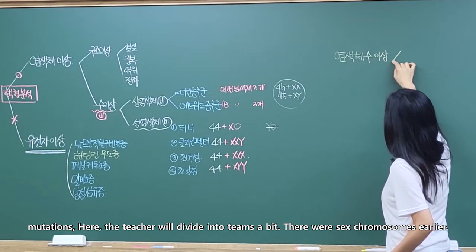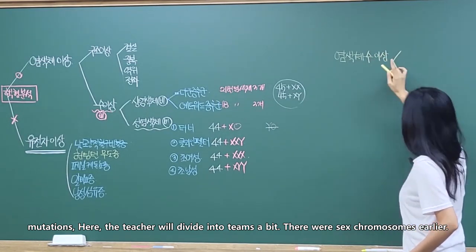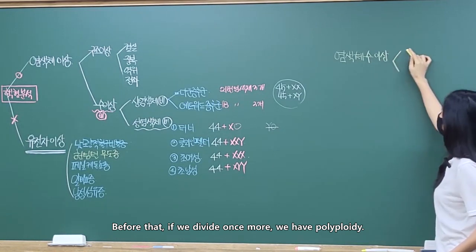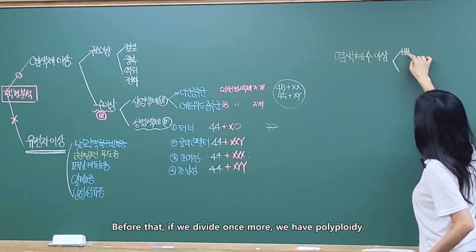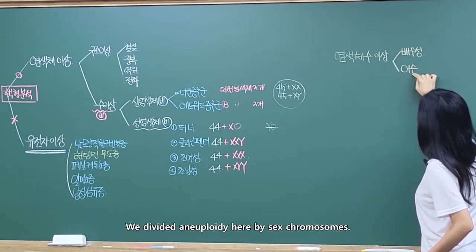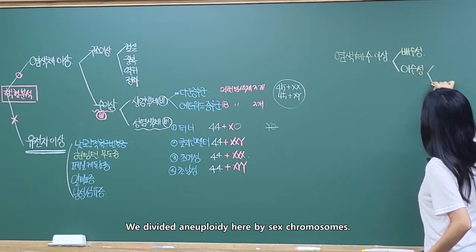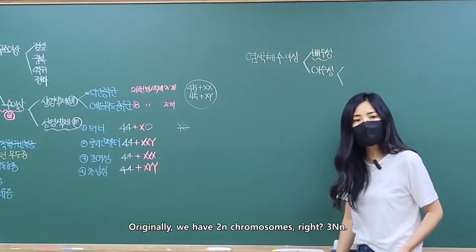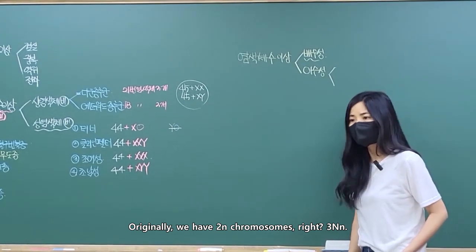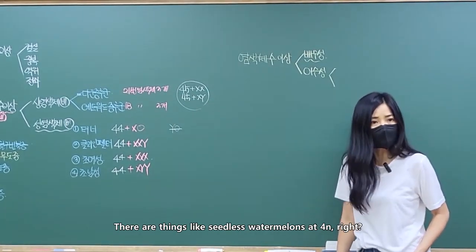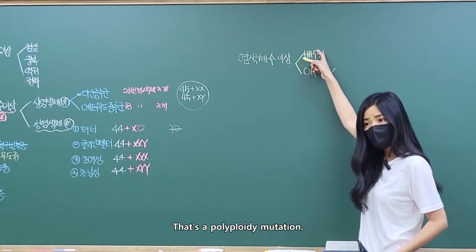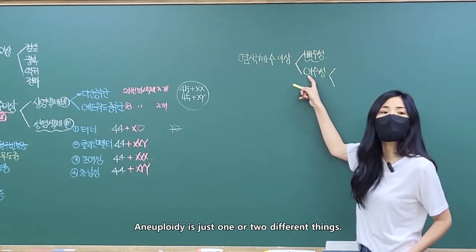Here, the teacher will divide into teams a bit. There were sex chromosomes earlier. Before that, if we divide once more, we have polyploidy and aneuploidy. We divided aneuploidy here by sex chromosomes. Polyploidy, guys. Originally, we have 2N chromosomes, right? 3N, and there are things like seedless watermelons at 4N, right? That's a polyploidy mutation. Aneuploidy is just 1 or 2 different things.